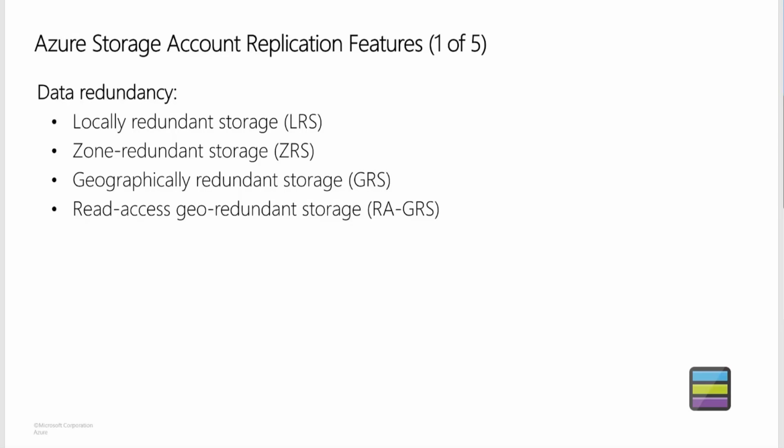LRS, that's locally redundant storage. ZRS, that's zone redundant storage. GRS, geographically redundant storage. RAGRS, read access geo-redundant storage. So let's take a closer look at each of these and understand what it is.